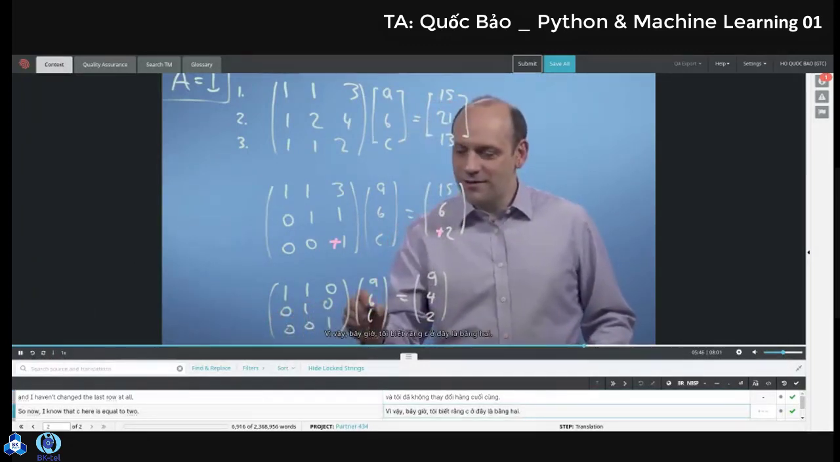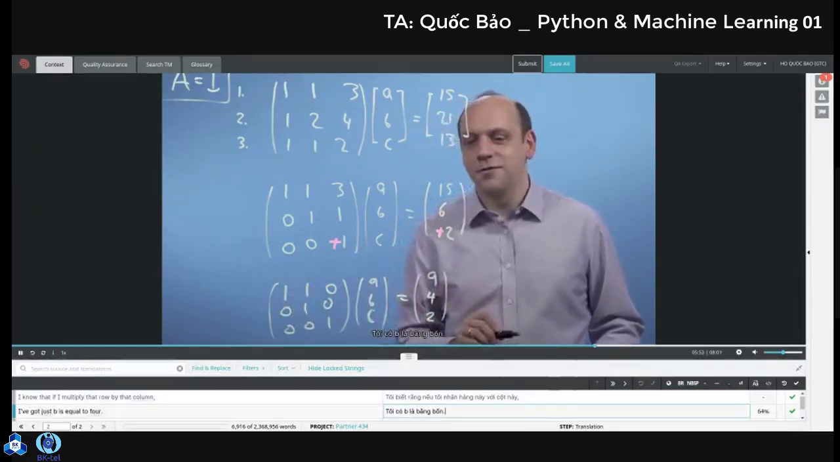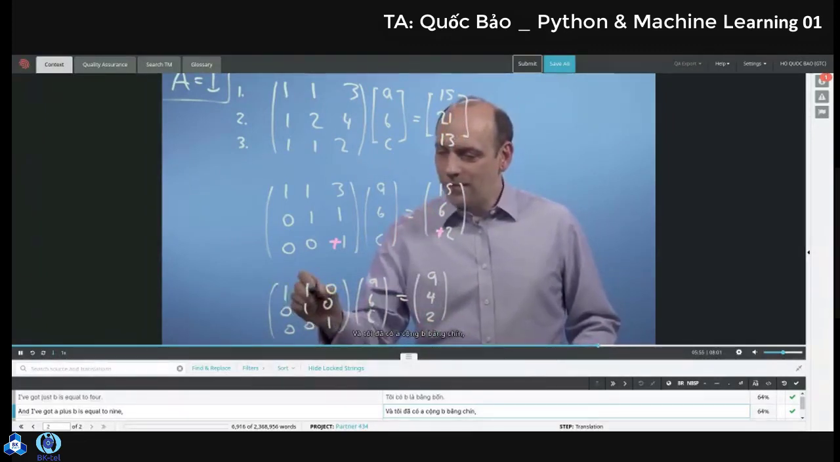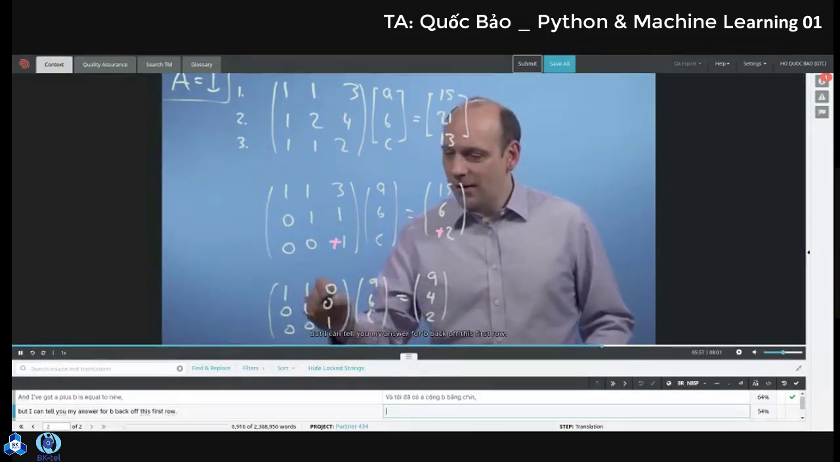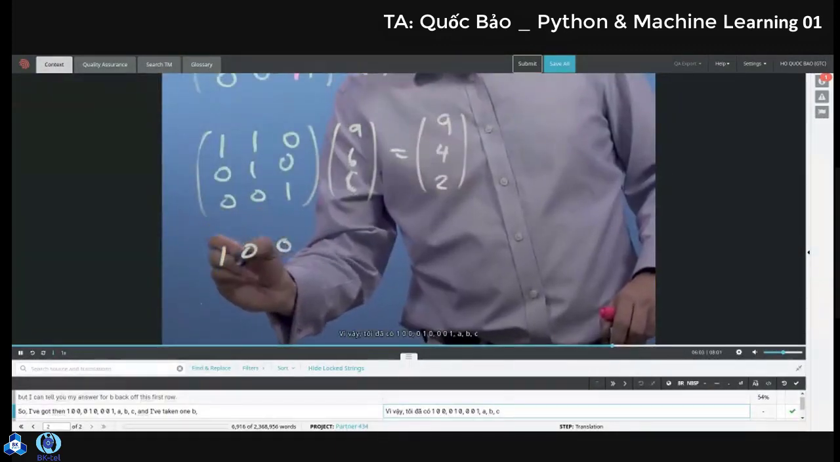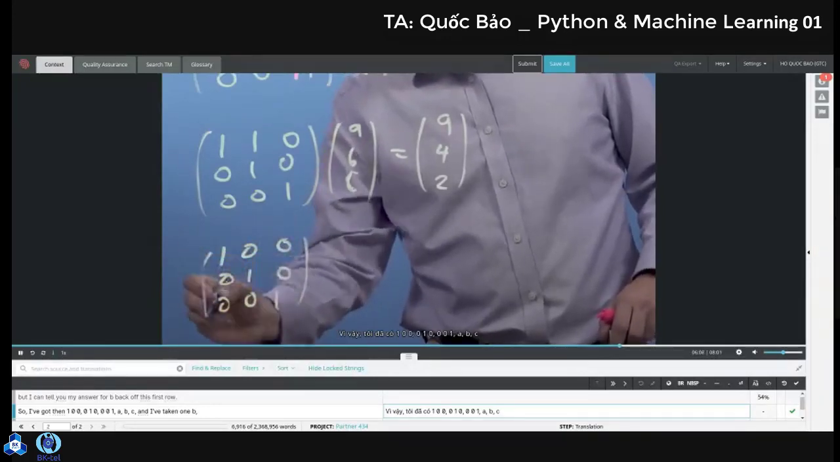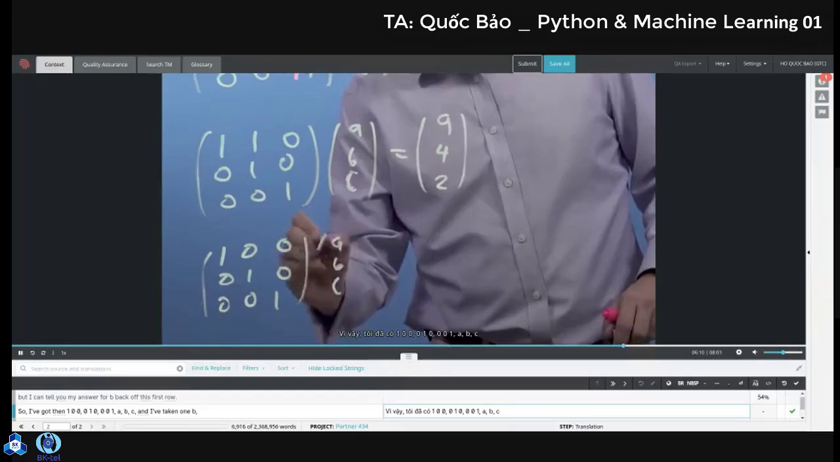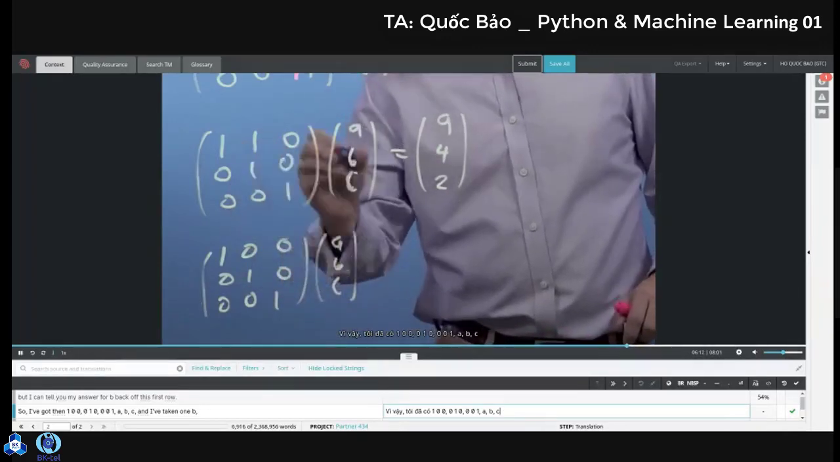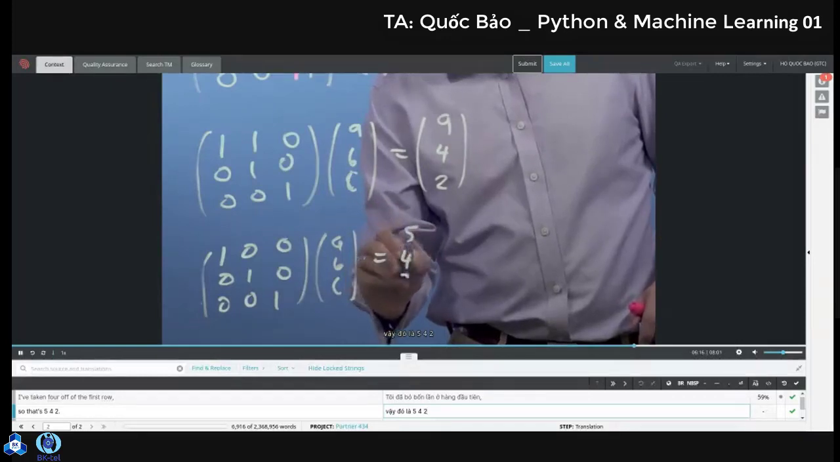So now I know that C here is equal to 2. I know that if I multiply that row by that column, I've got just B is equal to 4. And I've got A plus B is equal to 9. But I can take my answer for B back off this first row. So I've got then 1, 0, 0, 0, 1, 0, 0, 0, 1. A, B, C. And I've taken 1B, I've taken 4 off of the first row, so that's 5, 4, 2.